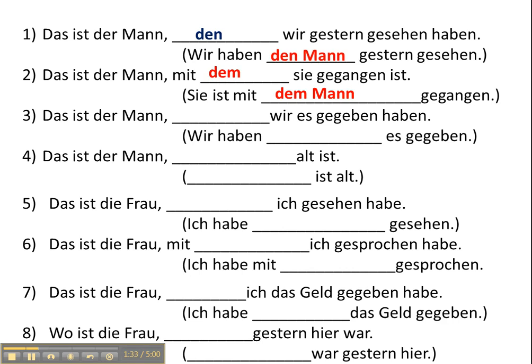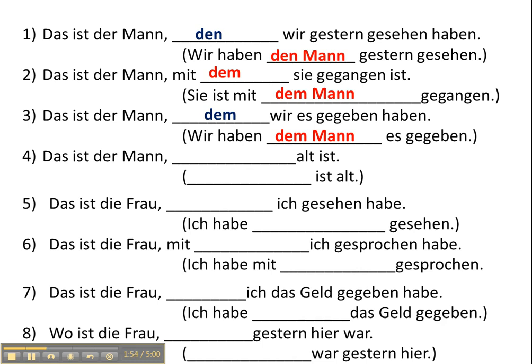Let's try it again. Nummer 3, "Das ist der Mann." In the second sentence it is normally, "Wir haben dem Mann es gegeben." We've given it to the man, so that's the indirect object. Therefore, der is dem. So that's going to be our relative pronoun. "Das ist der Mann, dem wir es gegeben haben."